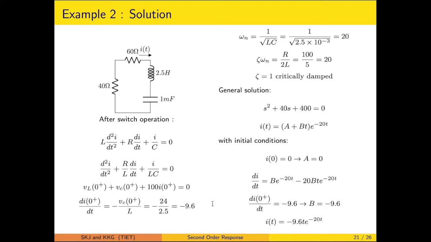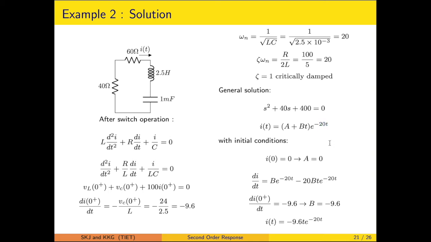ampere per second. The natural frequency is calculated from the inductance and the capacitance. Similarly, the zeta term can be calculated, and when they come out to be the same, it is a case of a critically damped arrangement. For the critically damped case, the general solution is K1 plus K2 t, or you can say A plus Bt, multiplied by e to the power minus 20t, where 20 is the alpha.